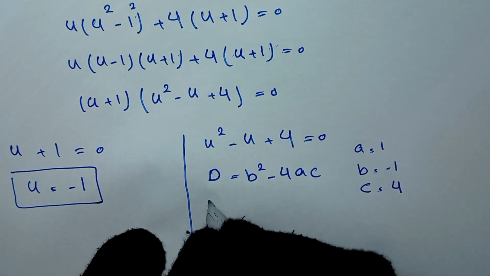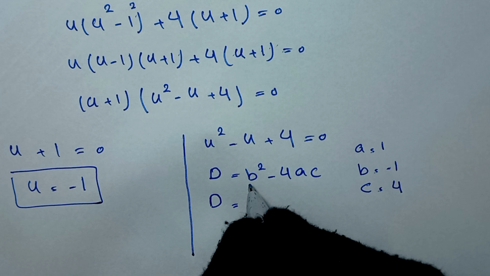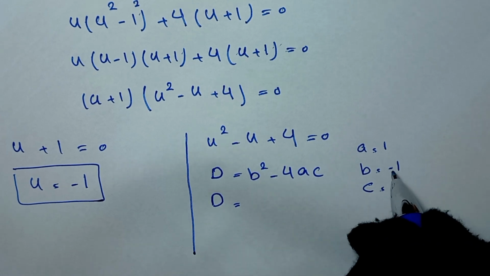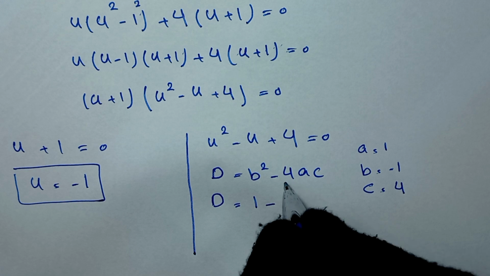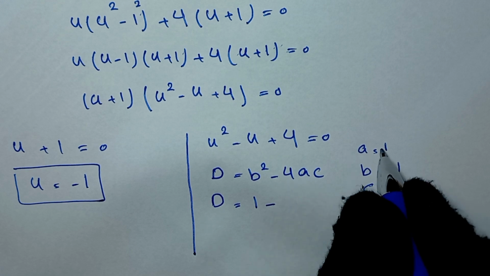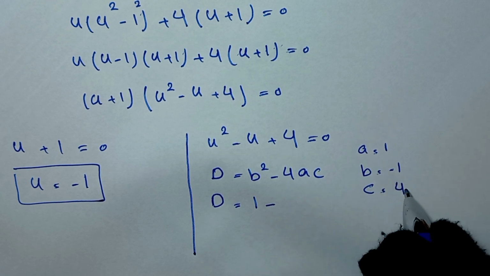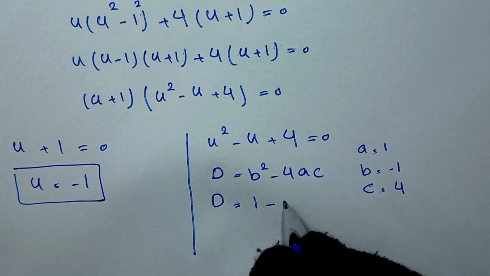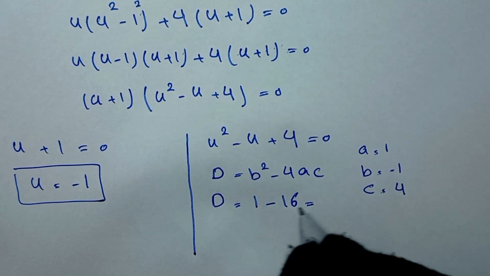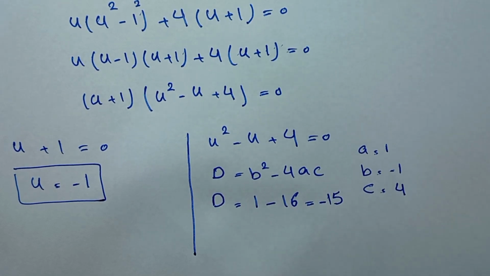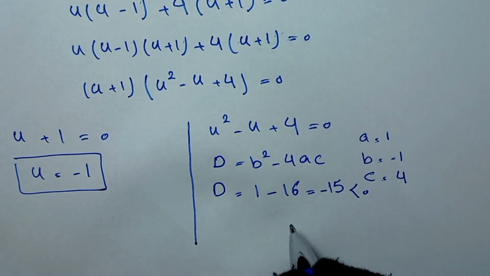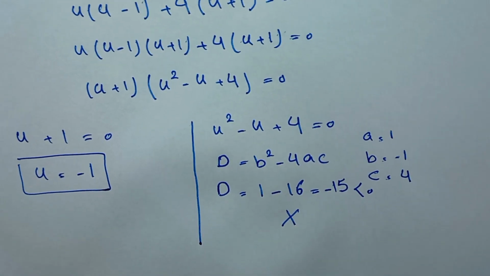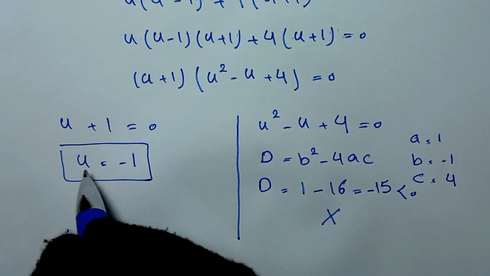So from here, discriminant is equal to b squared. B squared is negative 1 squared is 1 minus 4ac. 4 times a is 4, and times c is 4. So 4 times 4, it will be 16, right? And it will be negative 15. And in here, discriminant is less than 0. So in here, we have no real solution. So we continue by this u is equal to negative 1.